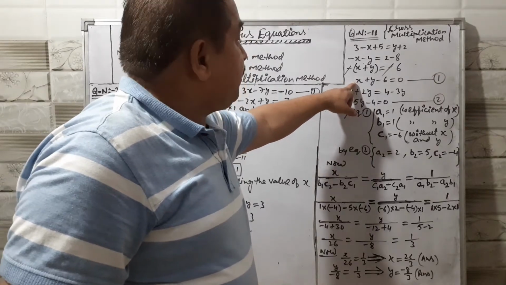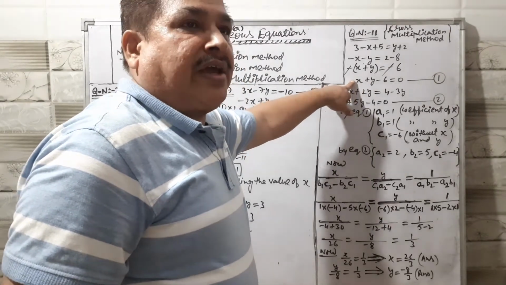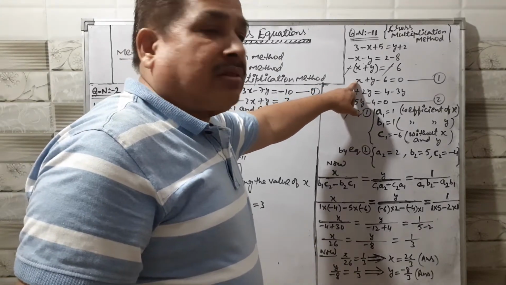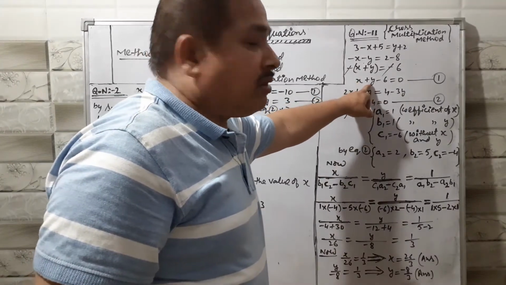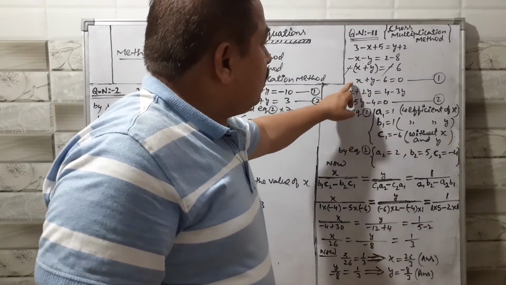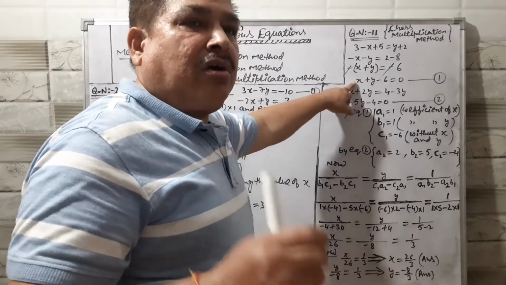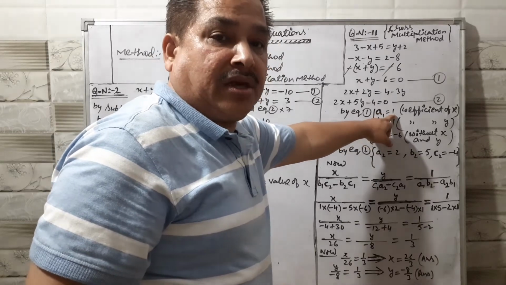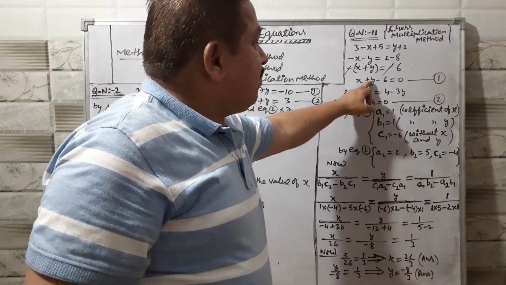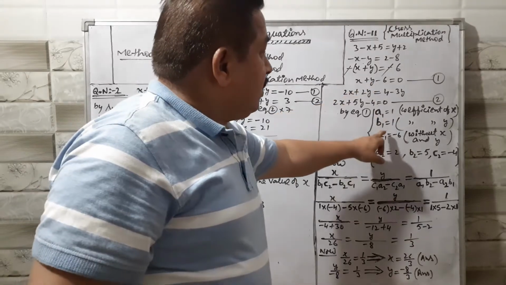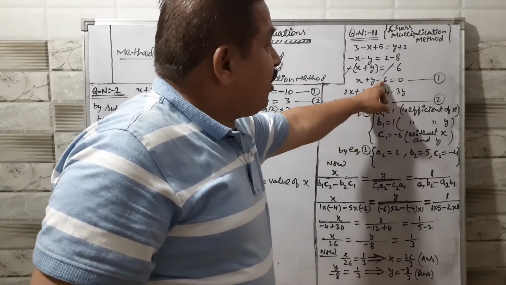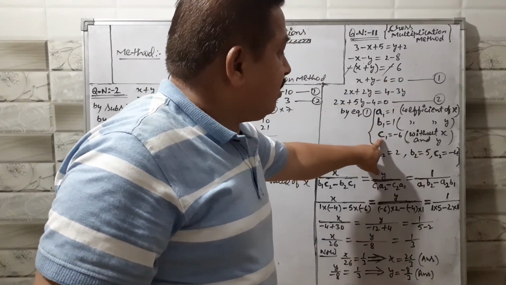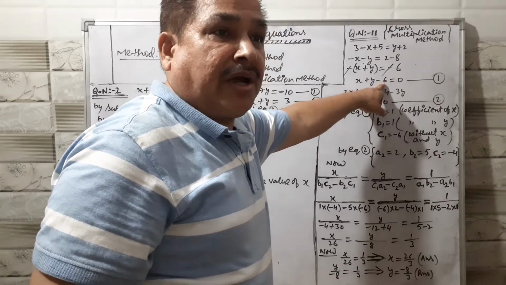Now by equation 1, the coefficient of x, coefficient means the number with x. The number with x is 1. Similarly, the number with y is 1. The number with x is always called a1, small letter a1. This is small letter a1 as 1. Now, the number with y is called b1. b1 is here again 1. And the number without x and y is denoted by c1. c1 is minus 6. See here, look at here, minus 6.